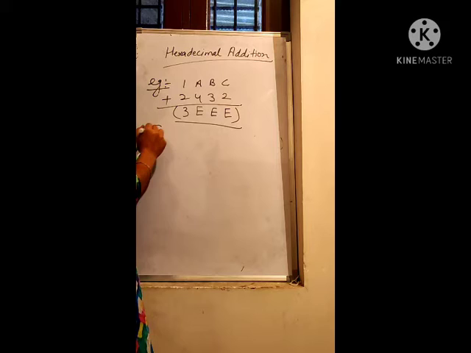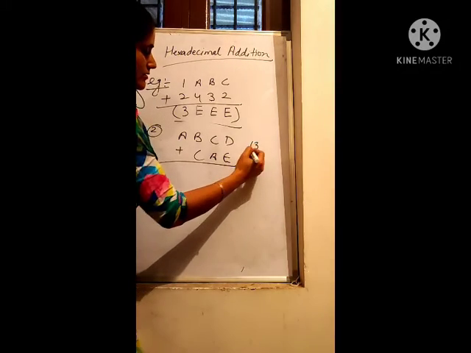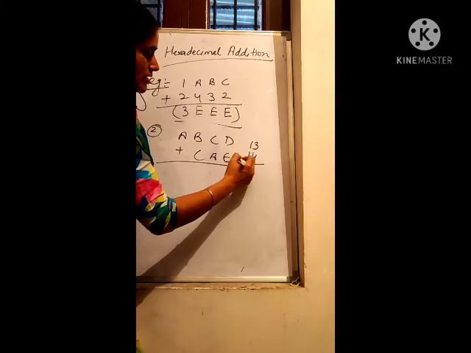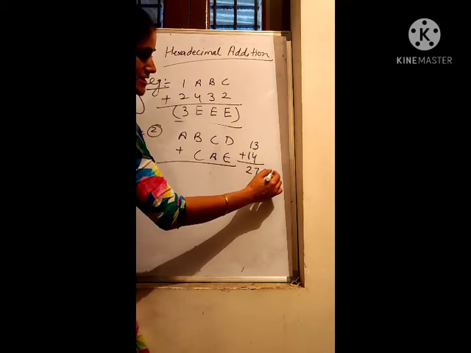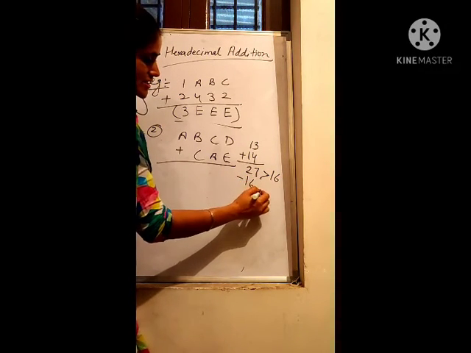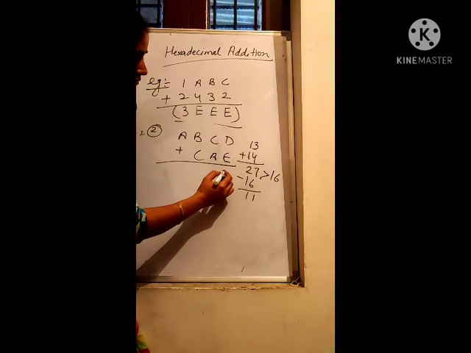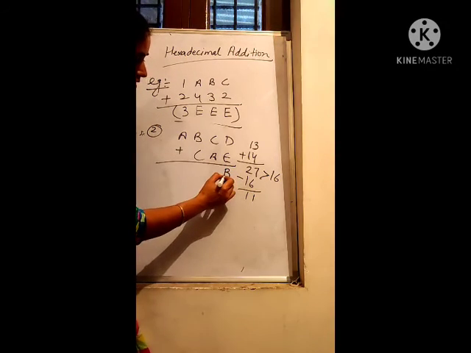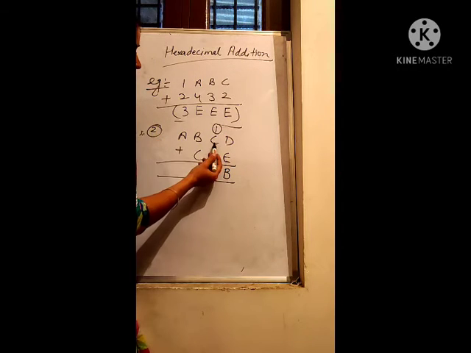Now take another example. I am taking the second example. So D means it's 13, E means it's 14. We have to add these digits, that is 27. It's greater than 16, so subtract 16 from it. Answer is 11, so we have to write here B. Carry moves to the next position.